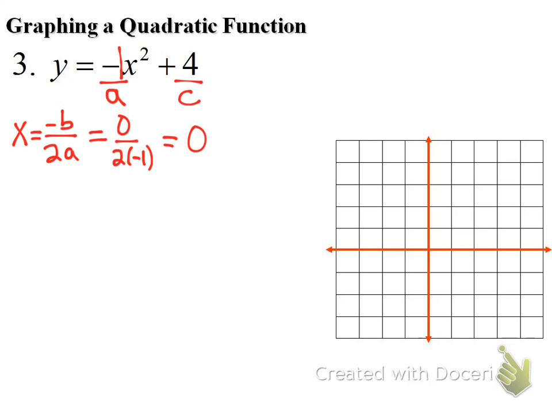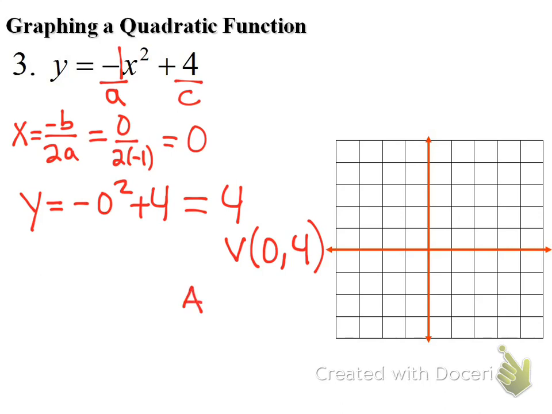How do I find the y value? Plug it in. So -0 squared plus 4. That's just 0 plus 4, which is 4. So my vertex will be at the point 0, 4, which means my axis of symmetry is the line x equals 0. Great. All right, is this going to open up or down? Down. Good. A is -1, so it's going to open down.